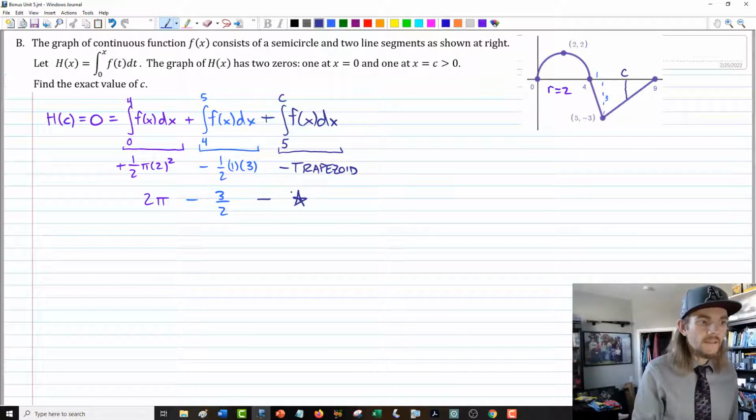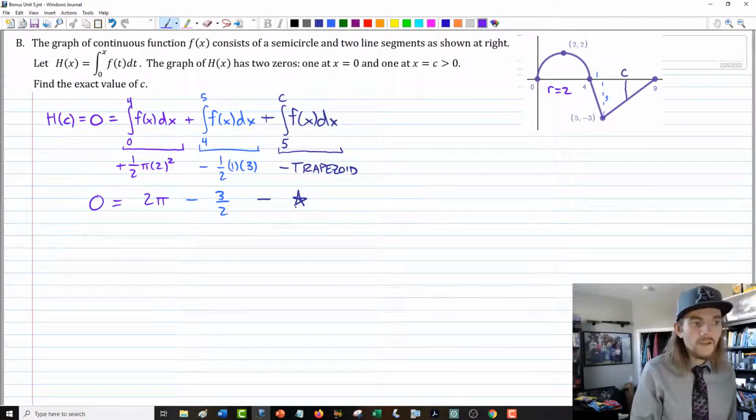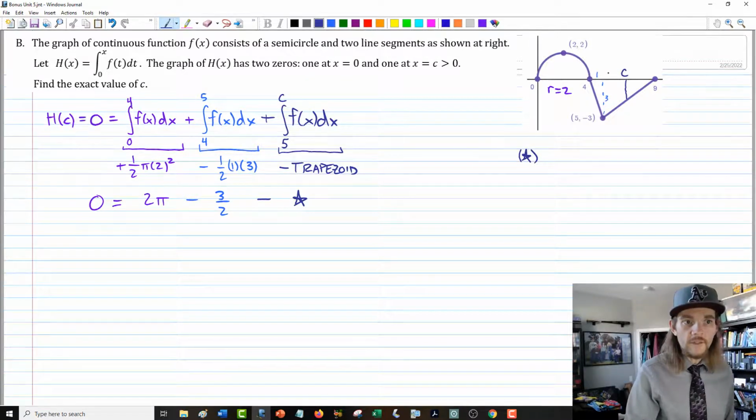So that's going to be minus this trapezoid. I'm going to do some work over there in the trapezoid and then point out that, of course, our equation here is all equal to 0. So basically, once we've got that trapezoid in terms of c, we'll know what to solve for. So let's go attack the trapezoid. I'm going to go off to the side here and start to look at that trapezoid's area.